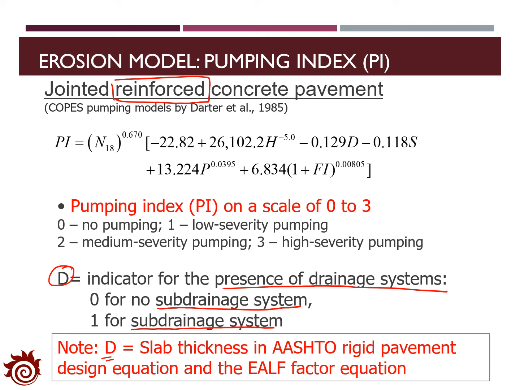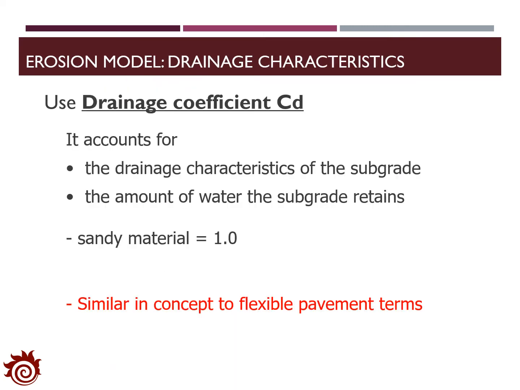Here, in this specific equation, we use D as the indicator for the presence of the drainage systems. Similar to the flexible pavement design, we also need to consider the drainage coefficient CD for the rigid pavement design, and this one is applied to define the drainage characteristics of the subgrade, and is related to the amount of the water that the subgrade can retain.